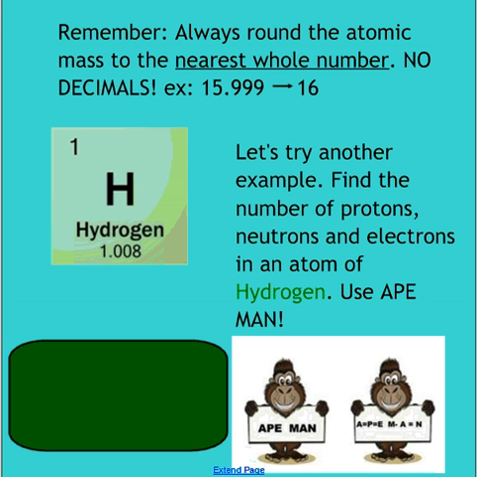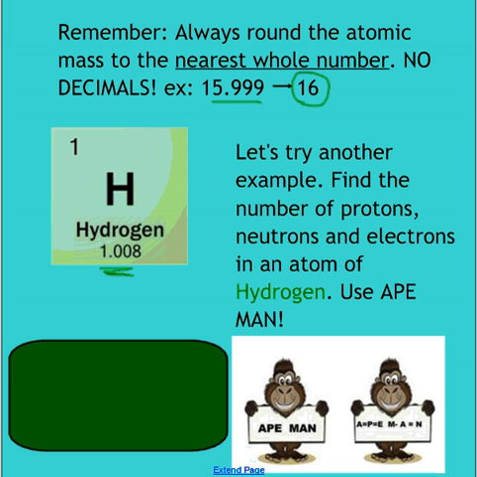So we're going to practice. I walked you through how 8-man works, but sometimes it's better when you do your own. So here's a hint too before we start. It says, remember, always round the atomic mass to the nearest whole number. No decimals. So for example, if your atomic mass, which is the bottom number, is 15.999, we don't want that decimal there. So we're going to round it to the nearest whole number, and that's going to round up to 16, and that's the number you would use.